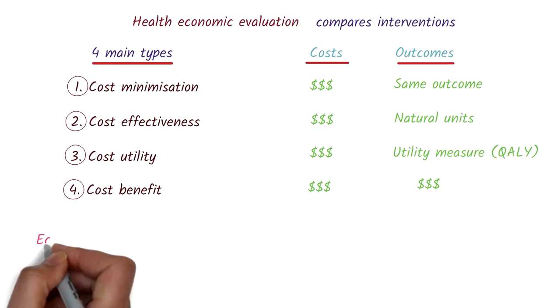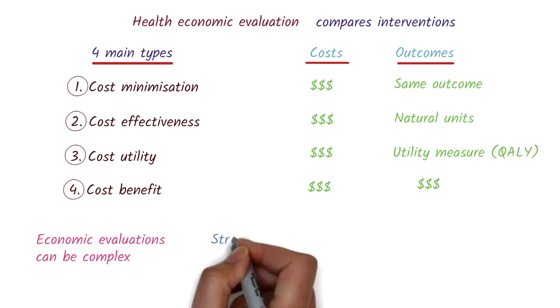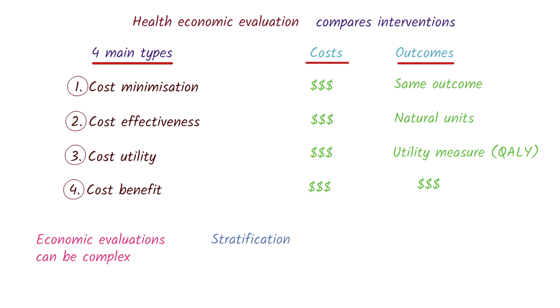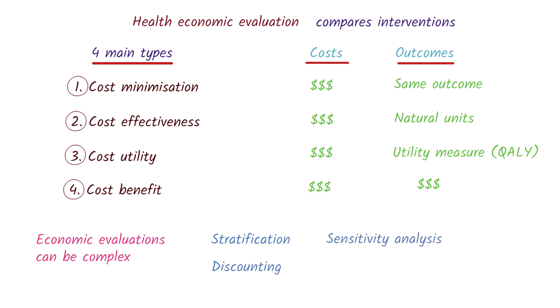In reality, economic evaluations can be quite complex to do and require various statistical calculations and adjustments, such as stratification, to adjust for different patient groups that might benefit differently from the interventions, discounting, to account for costs and benefits that occur at different times, and sensitivity analysis, to adjust for uncertainties in the data.